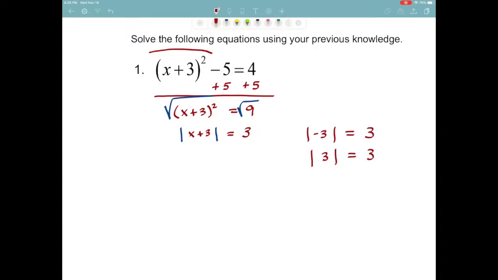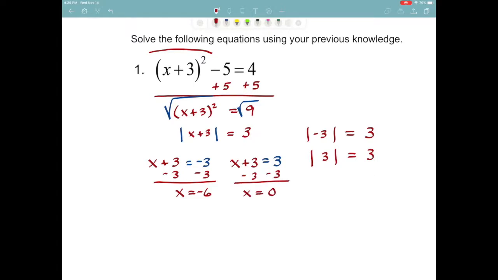So what we're going to do here is we're going to take out our x plus 3 and we are going to set it equal to a negative 3, and we're going to set that same value equal to positive 3. Because we know that whatever's inside those absolute value brackets has to end up equaling negative 3 or positive 3. Now we'll just finish solving it here. We'll take away our 3, and we've got x is equal to negative 6. And same thing on the other side, we'll get that x equals 0.